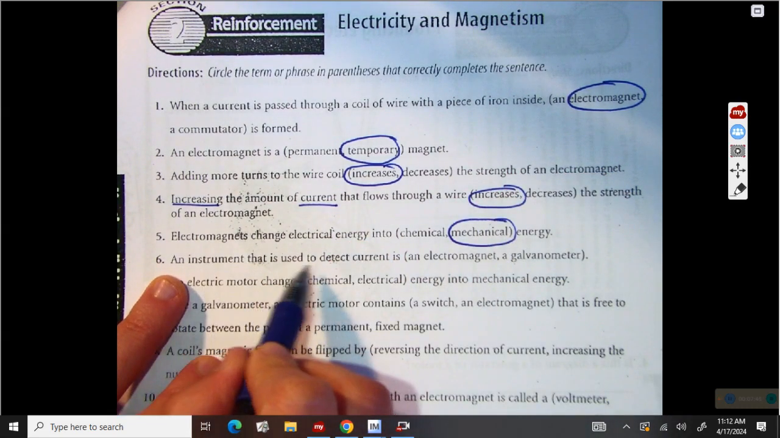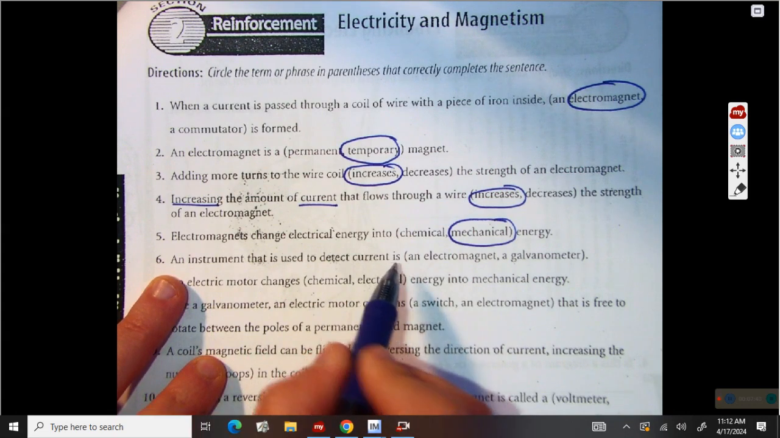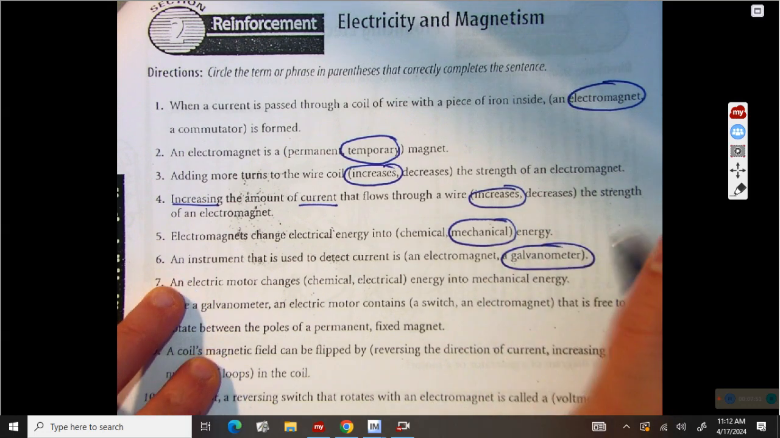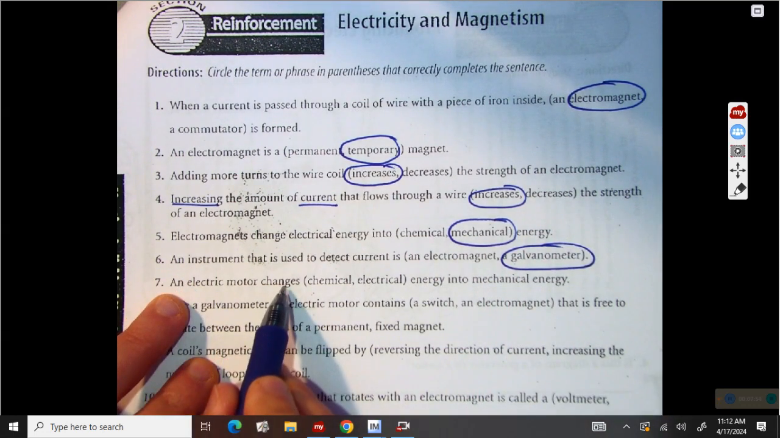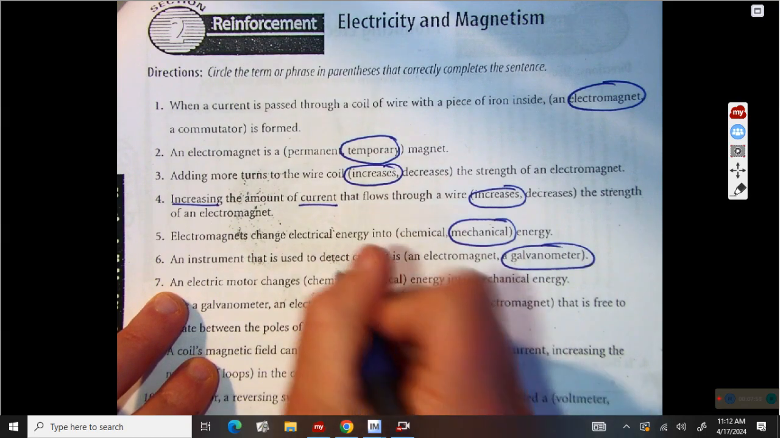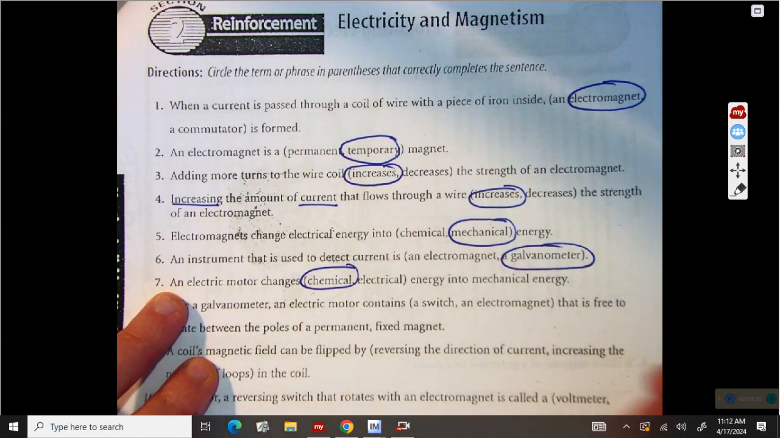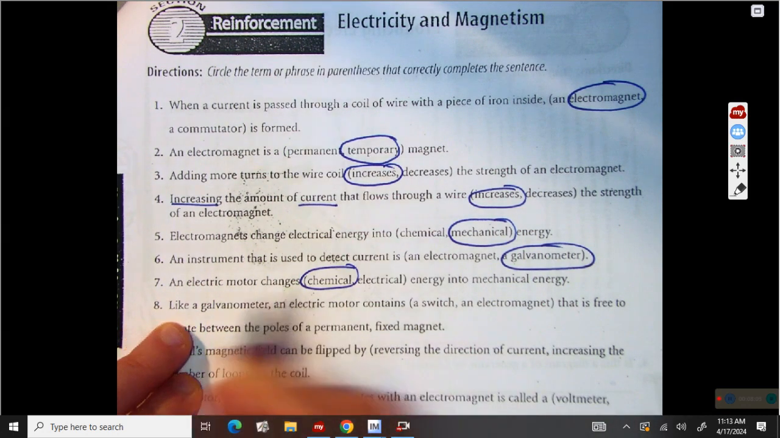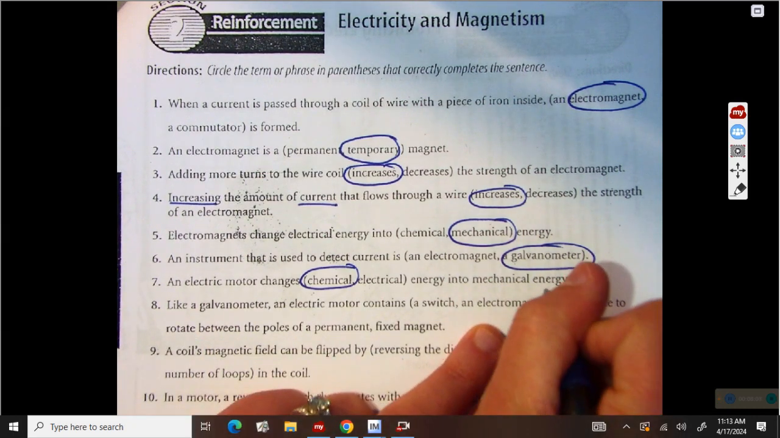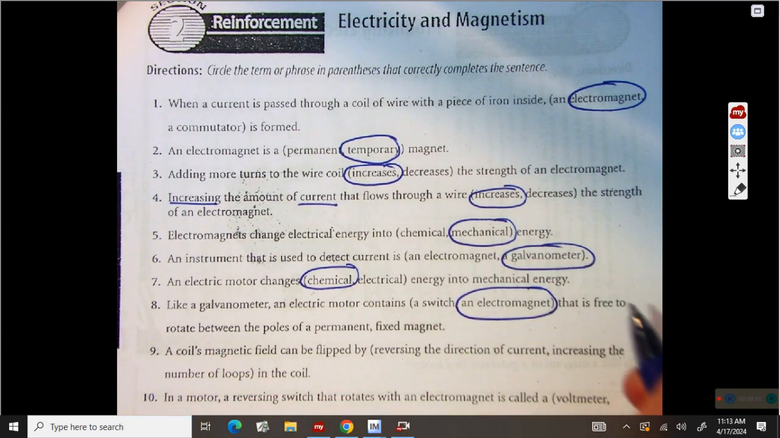An instrument that is used to detect current is called a galvanometer. An electric motor, think of the first one with the battery, is going to change chemical energy from the battery into mechanical energy. Like a galvanometer, an electric motor contains an electromagnet that is free to rotate between the poles of a permanent fixed magnet.